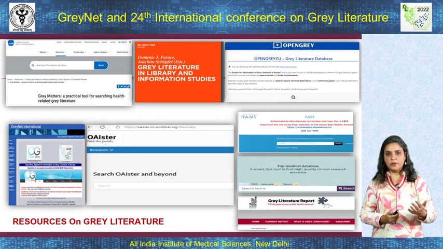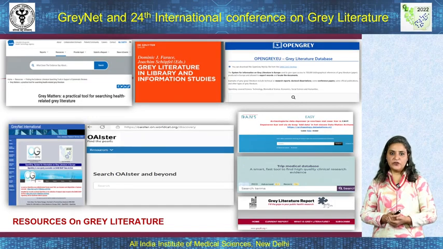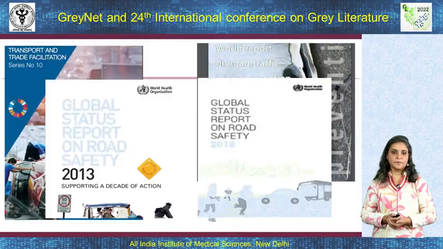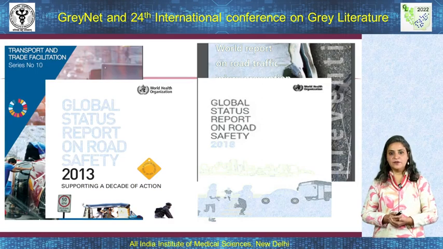So these are the common resources on grey literature. There is a book, Grey Literature in Library and Information Studies, which I found very valuable when I was doing this research. On the left is Grey Matters, from Canada. At the bottom is GreyNet International, OpenGrey, and then DANS is the Netherlands data repository. Then we have a grey literature report, and so on. These are some of the reports that are published by the World Health Organization.